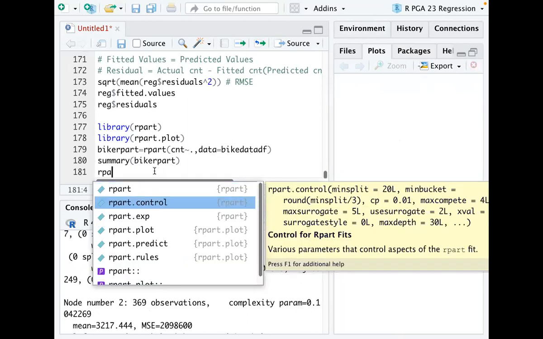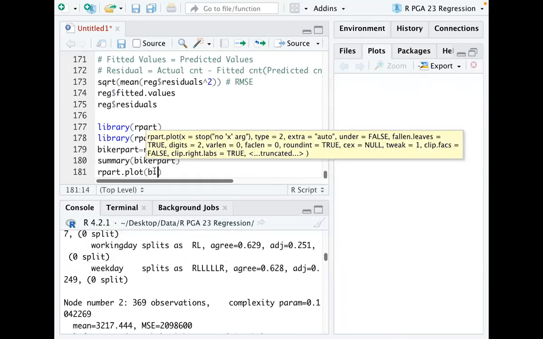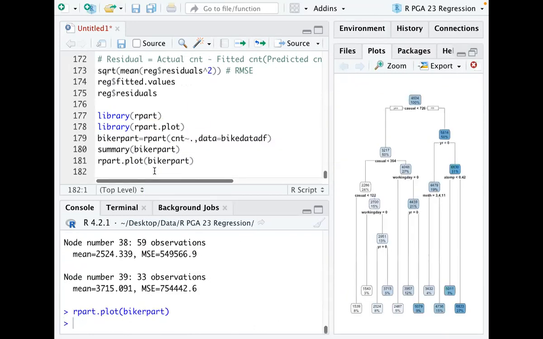rpart.plot(bike_rpart). So you get the plot here. Casual less than 726? No. Year is 0. Atemp less than 0.42. These are the bike predicted values, the demand.